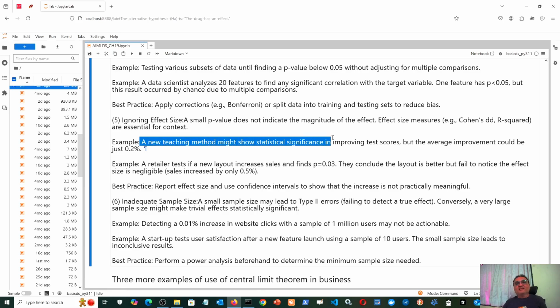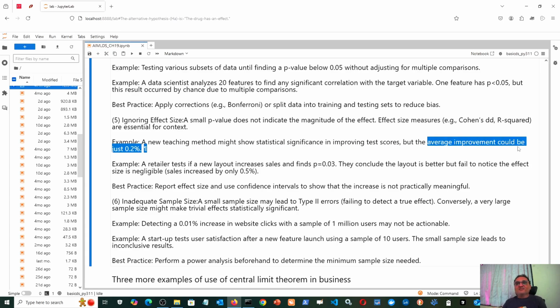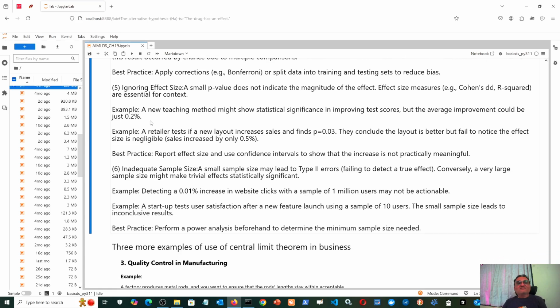So a new teaching method may show statistical significance in improving test scores, but average improvement could be just 0.2%. So will you subject all the thousands of teachers all over your country to the new teaching method, or force them to employ the new teaching method because you found evidence that an average improvement of 0.2% is seen? It is possible that that average improvement is just by random chance. Okay, so the magnitude of effect, the effect size, is very small, so it is not worth going for a costly teachers training program, right?